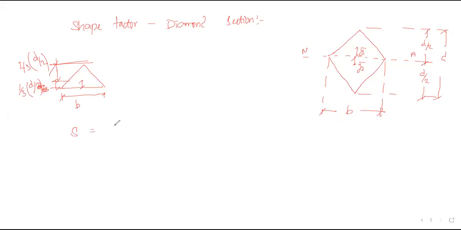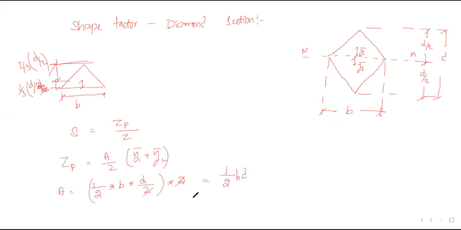Now shape factor S is equal to ZP by Z, whereas ZP is equal to A by 2 into y1 bar plus y2 bar. Now A, we can split up into two triangles. So half into B into H into two triangles, such that half BD we get as the area. Next we need the y1 bar distance and the y2 bar distance. Both distances are equal, so y1 bar is equal to y2 bar.